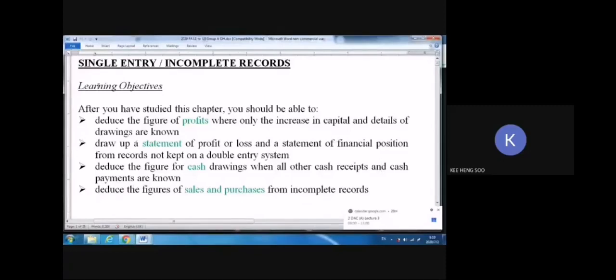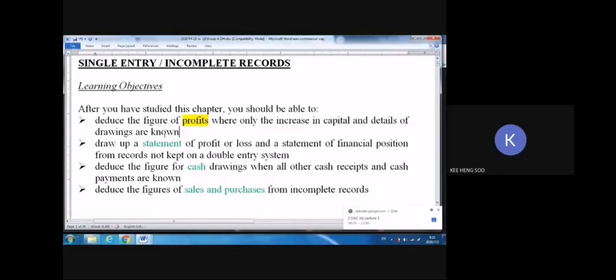Now, let us go through single entry. You only have one record. So what we need to help the businessman to do is to find out these profit figures. It is our intention to find out these profit figures. So we need to prepare the statement of profit and loss, and then you need to calculate cash, drawings, and sales and purchases.